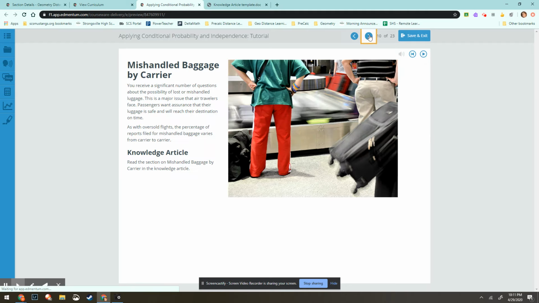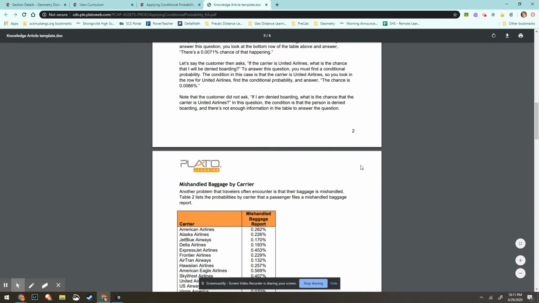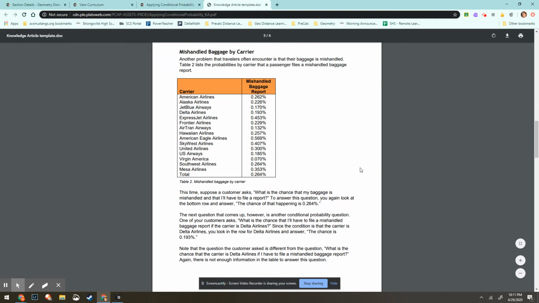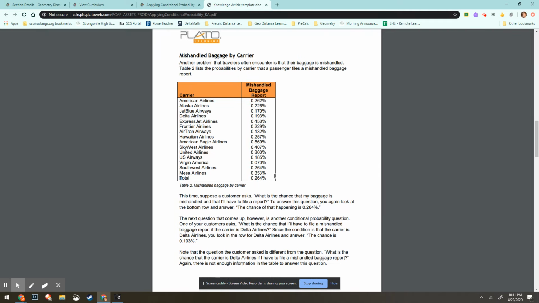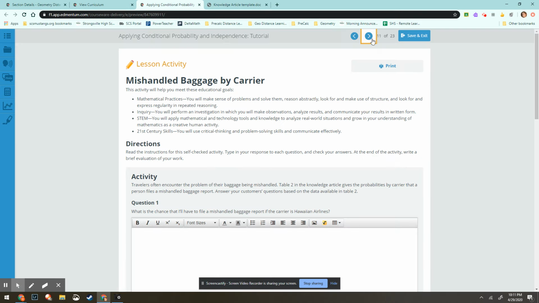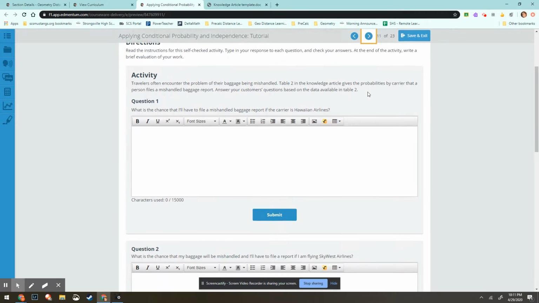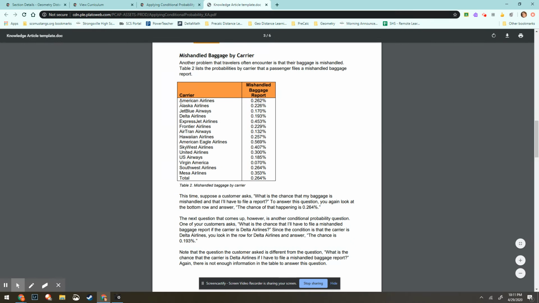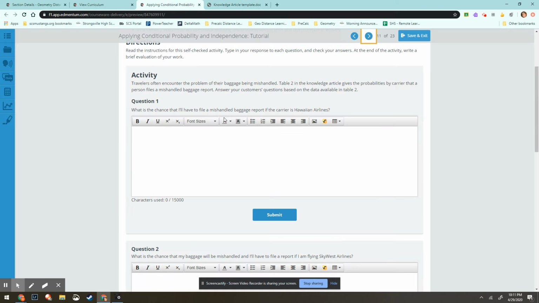So if you did it on your own and I marked that wrong, just try it again with the 0 in front. Okay, so then another thing that happens a lot of times in air travel is that you get mishandled baggage. So if you scroll down, here is all of the data on mishandled baggage. We have my total category right here, and then broken down by airline. So let's go to this activity. What's the chance I'll have to file a mishandled baggage report if the carrier is Hawaiian Airlines? So this is how we know it's conditional, if it's Hawaiian Airlines. So I'm only going to look at the Hawaiian Airlines, which is 0.257%.